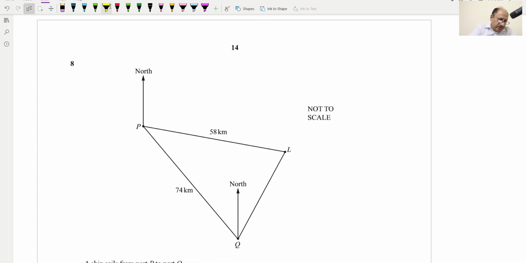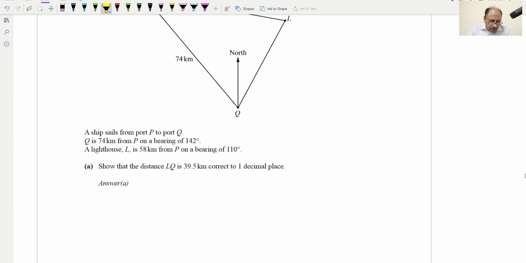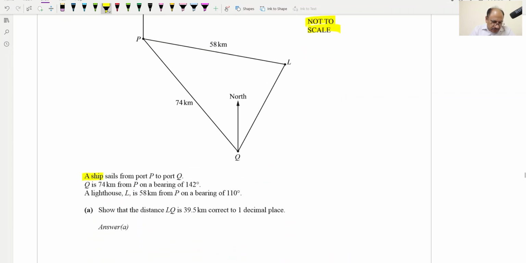Now this is question number 8. Question number 8 is a bearing question. Diagram is not to scale, and they have provided this detail. A ship sails from port P to port Q. This is port P, this is port Q. Q is 74 kilometers from P on a bearing of 142. They have not indicated 142, so we will indicate this is 142 degrees.